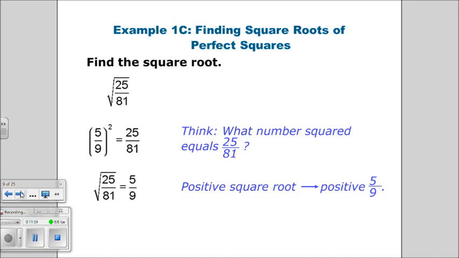Find the square root of 25 over 81. Of course, you will have a numerator and a denominator. For the numerator, we must think about what squared equals this ratio. 25 over 81: 25 means 5 to the power 2, and 81 means 9 to the power 2. So in the same position, we can write the same fraction enclosed in brackets, 5 over 9 squared.